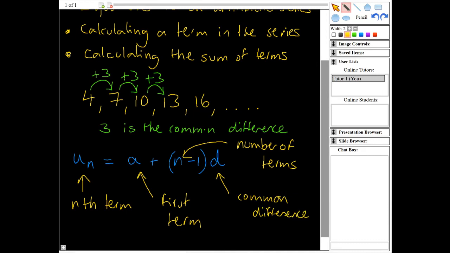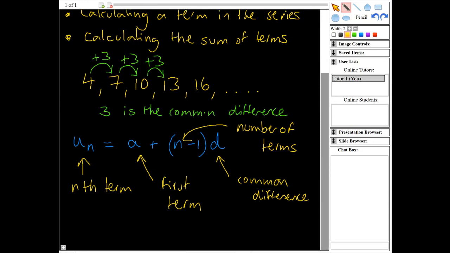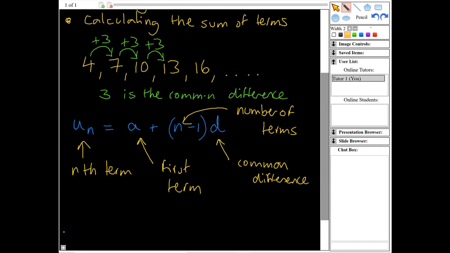So in the case of my sequence here, a would equal 4 because the first term is 4. My n, if I'm trying to work out, say, the 6th term, then n would be the number of terms, so n would be 6. We'll come back to that one in a minute. My common difference, d, is equal to 3.